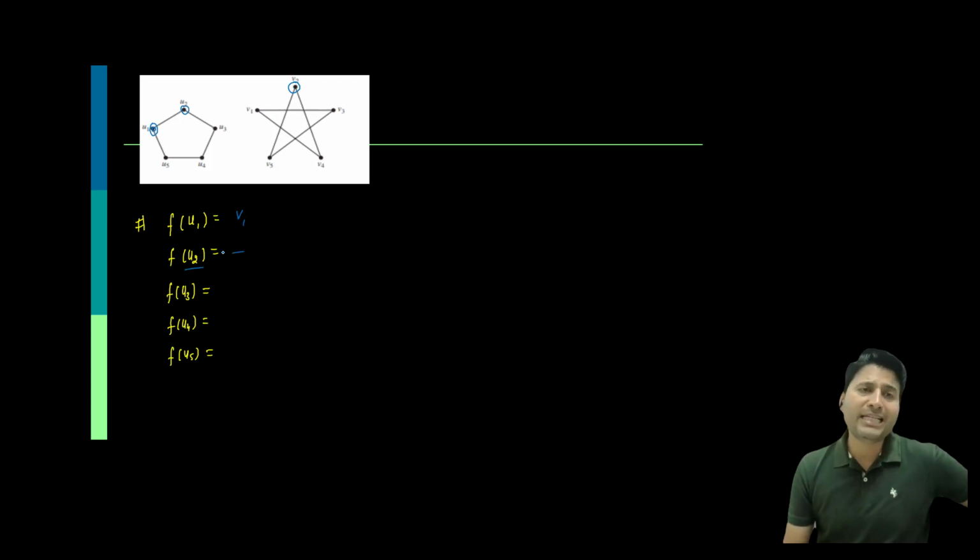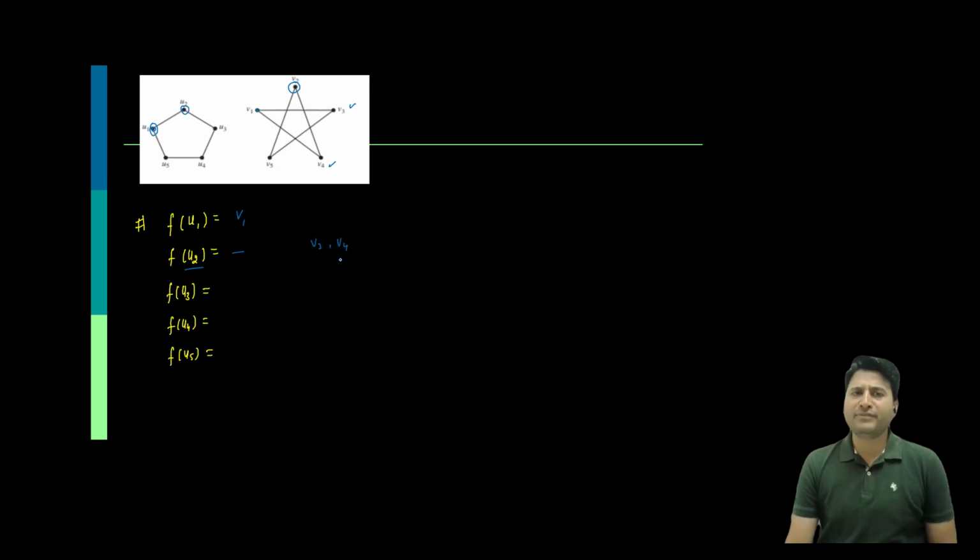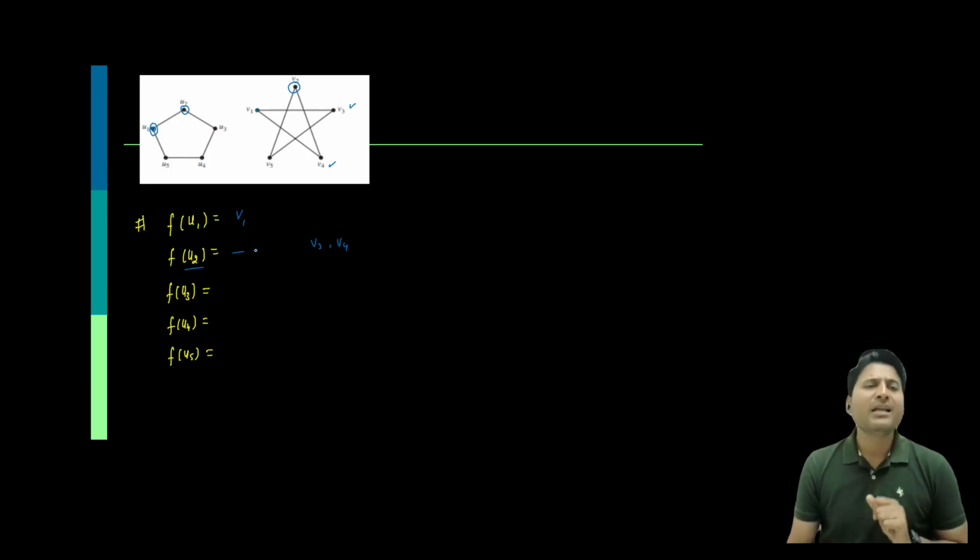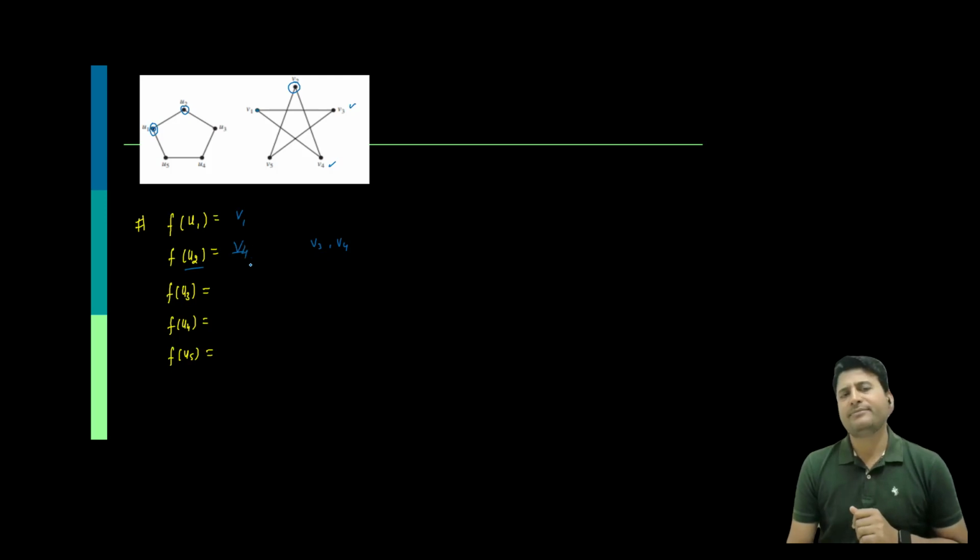So what is the possibility for U2? What are the adjacent of V1? Either V3 or V4. We can connect with any of them, either V3 or V4. It's your choice finally. Let me make it with V4. Now I am on V4.